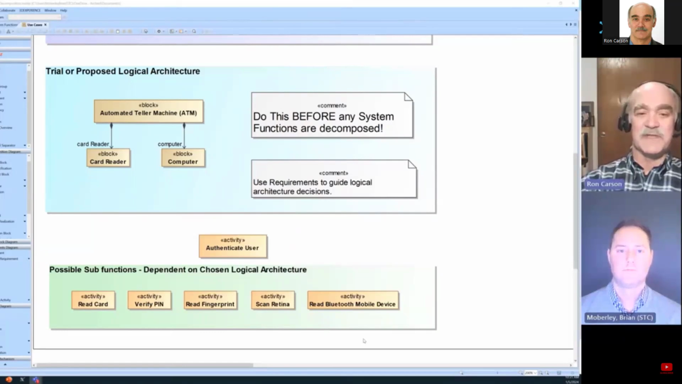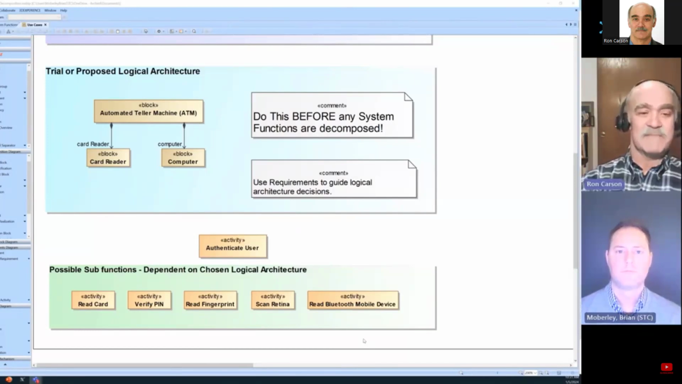It says in the comment note there, use requirements to guide logical architecture decisions. That I don't agree with. I think you use the functions to guide the logical architecture decisions. The requirements are derived from the functions at all levels. If you go to my YouTube channel, you'll see that requirements are derived from functions, not the other way around. So therefore, we derive the logical architecture decisions from the functions themselves at the system of interest.